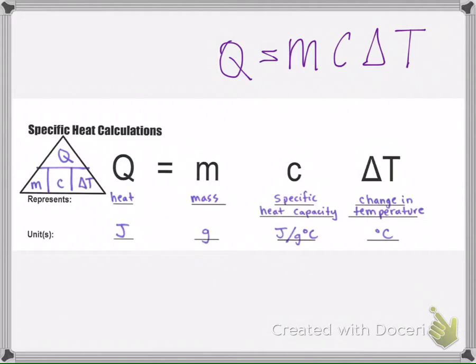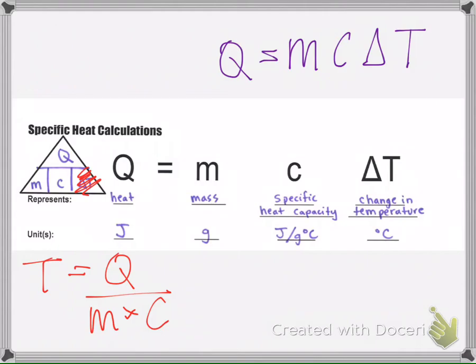Algebraically, we can keep going. If I want to find a specific heat, just cover up specific heat, and C is going to be Q divided by, this line here means divided by, mass times delta T, change in temperature. Same thing any way you want to solve it. If you're looking for change in temperature, you're going to cover up the temperature. So the change in temperature is going to be Q divided by mass times specific heat.